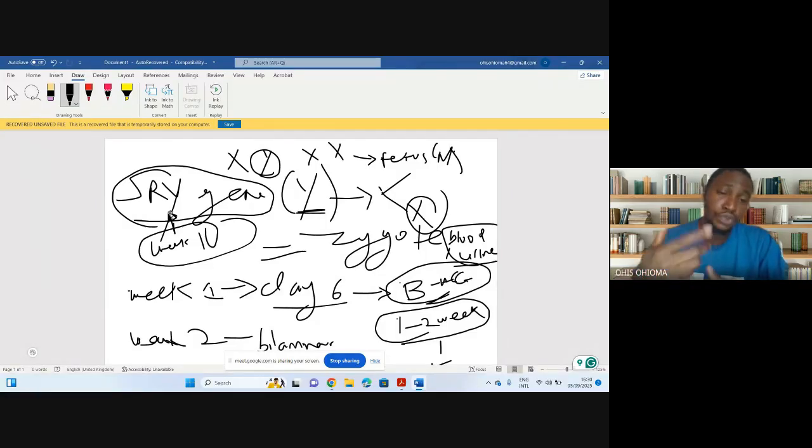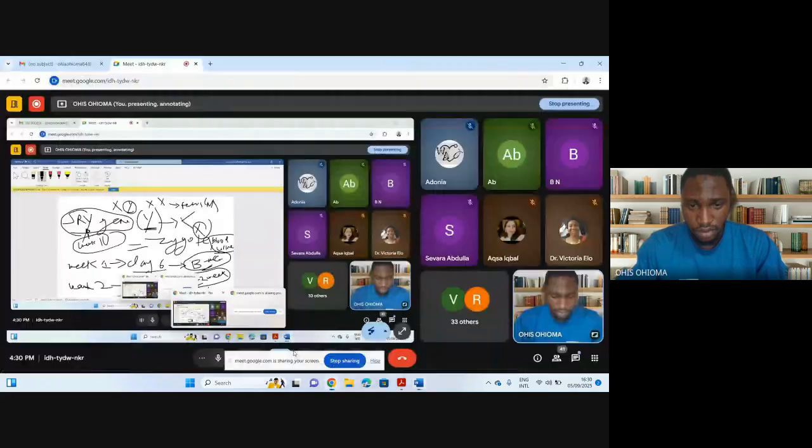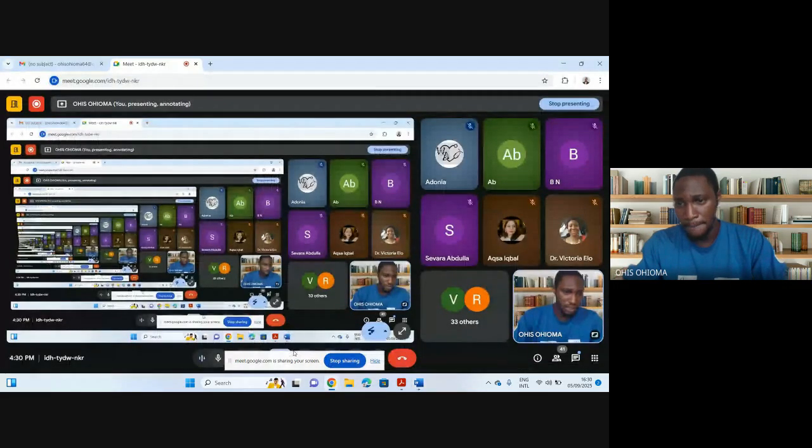Although you still won't be able to pick it up by doing an ultrasound scan. The best time to do an ultrasound scan to pick the sex of the fetus is at 15 to 20 weeks. That's when you can categorically say, oh, this is a male fetus and this is a female fetus, right? So that's what I wanted to highlight there. Do we have any questions about this aspect? Are there any questions here?